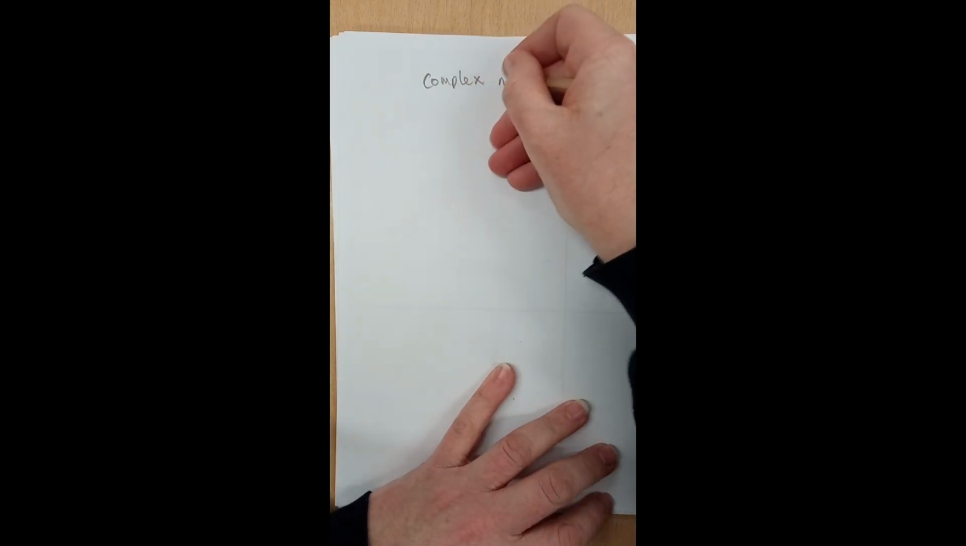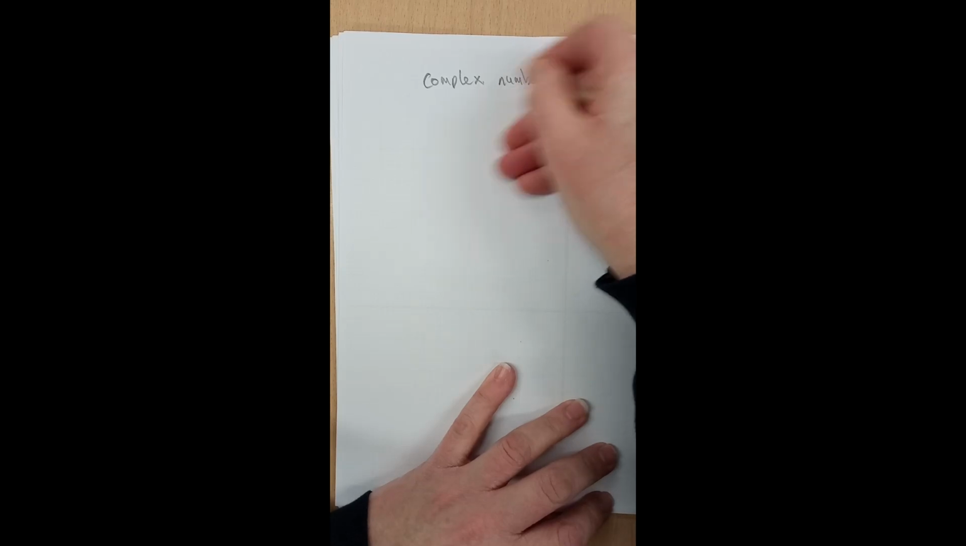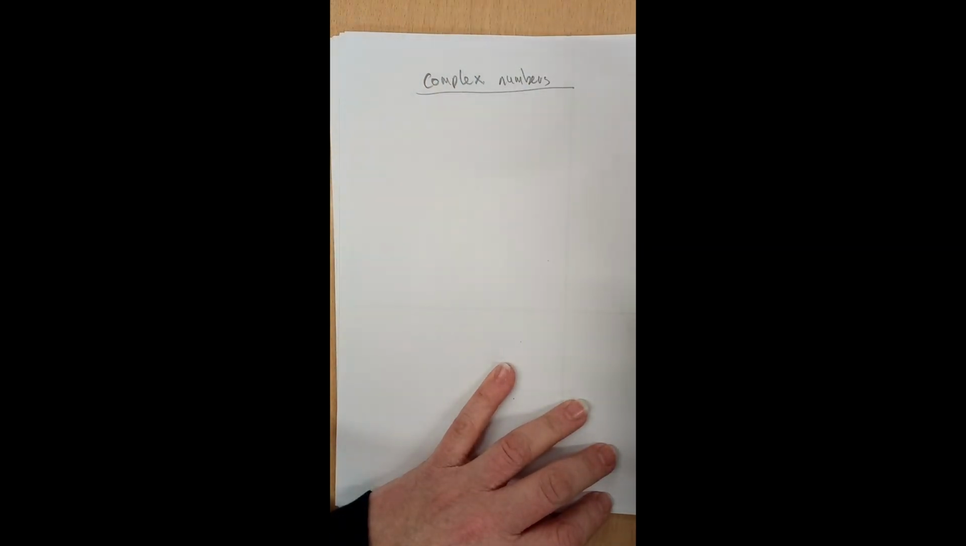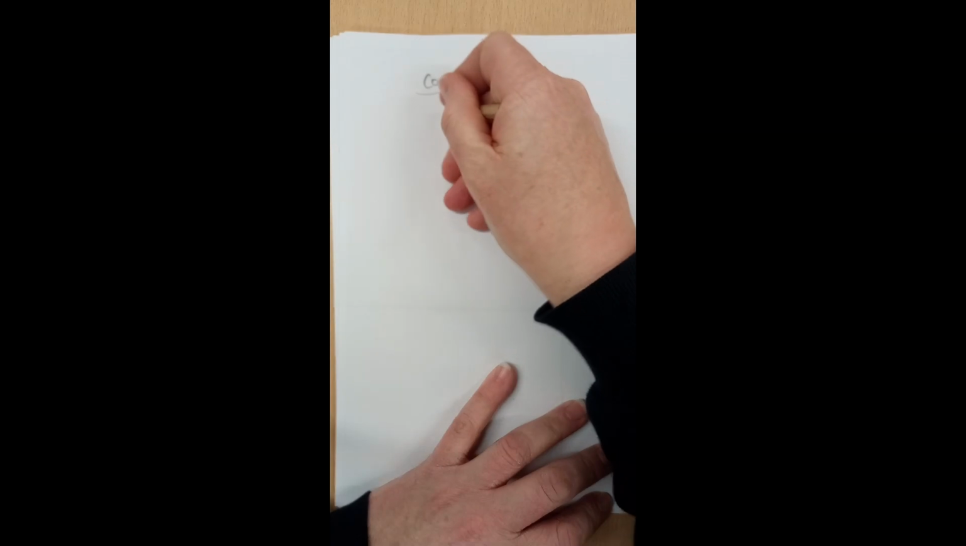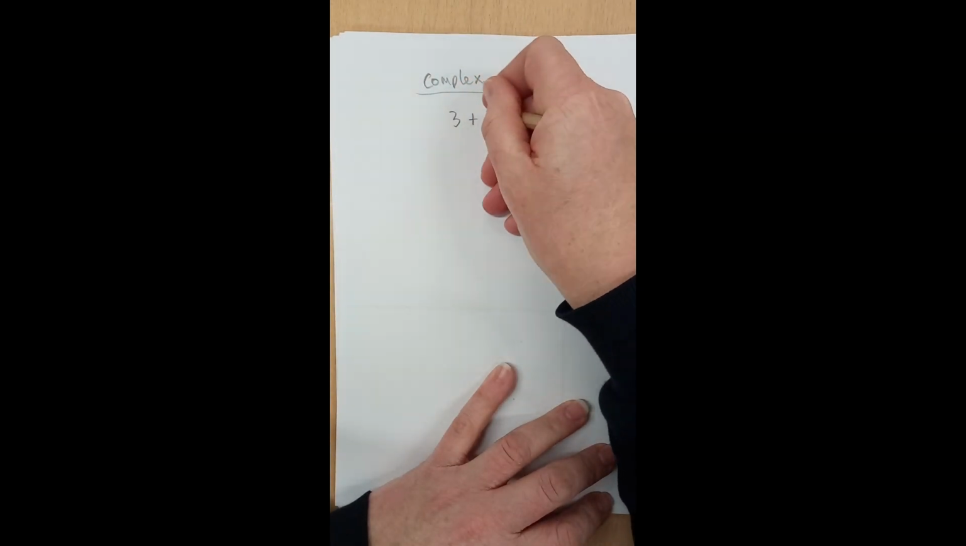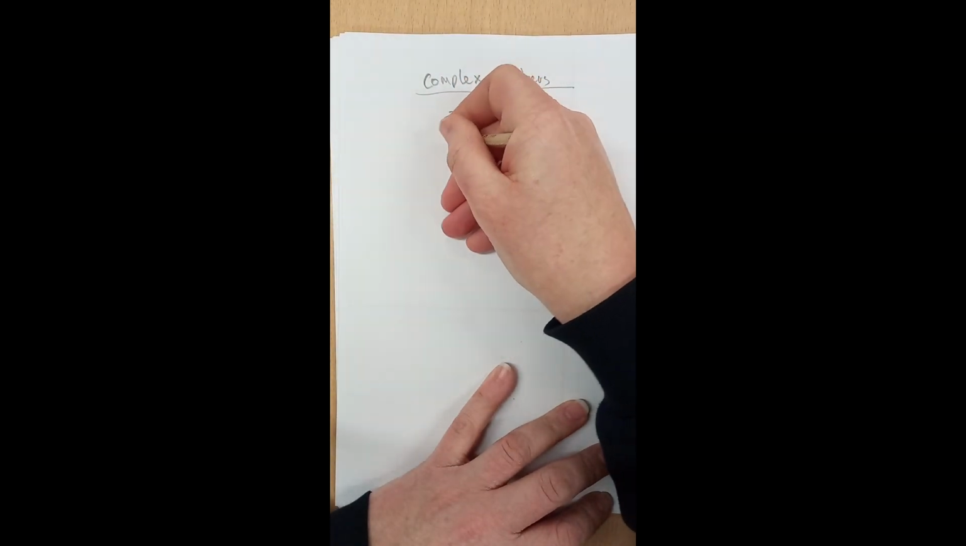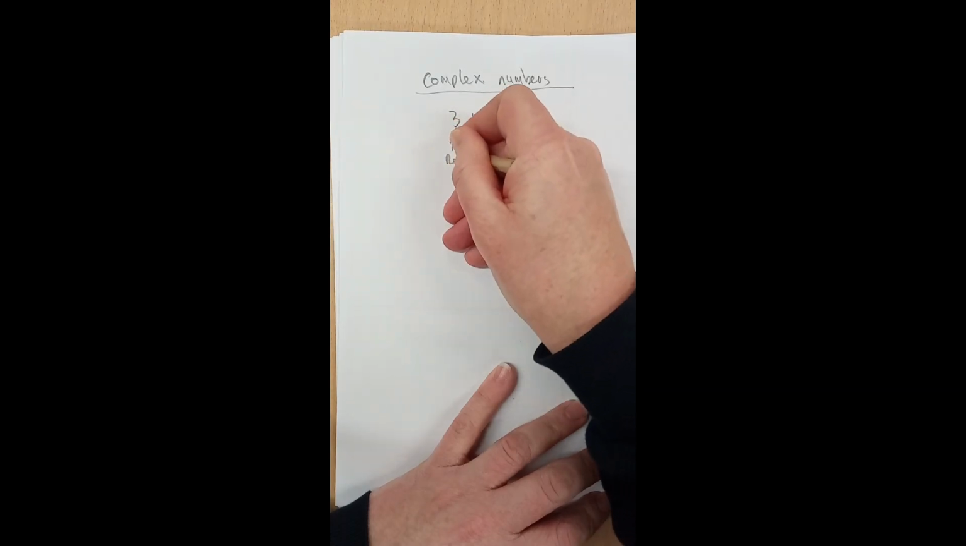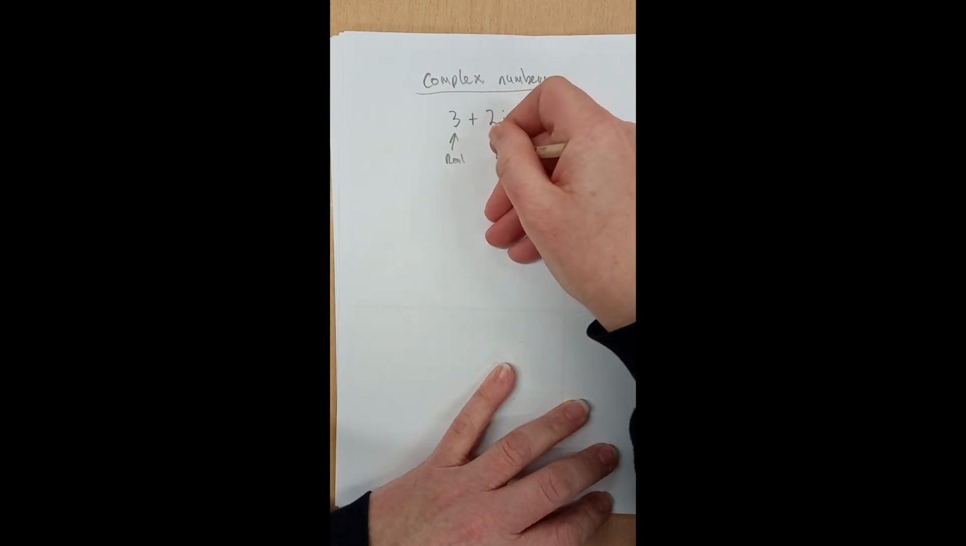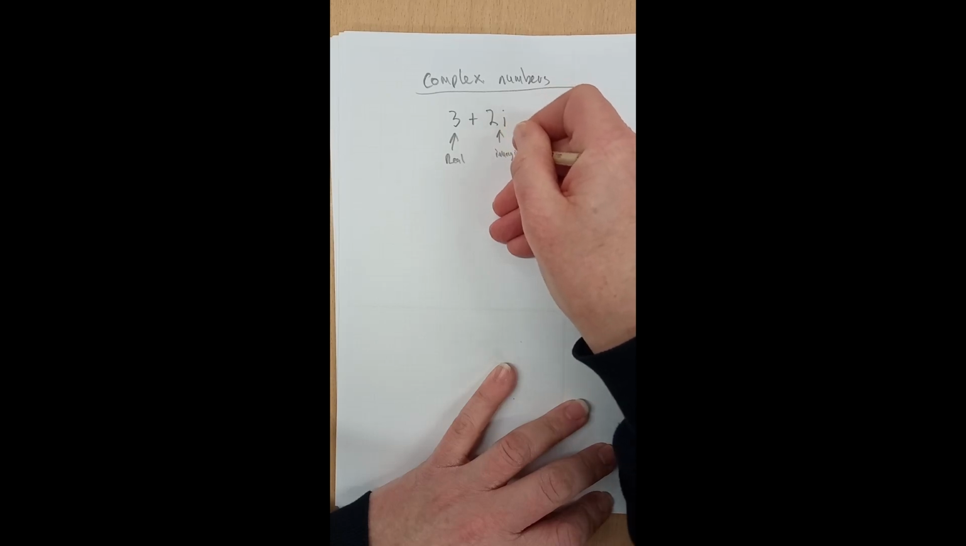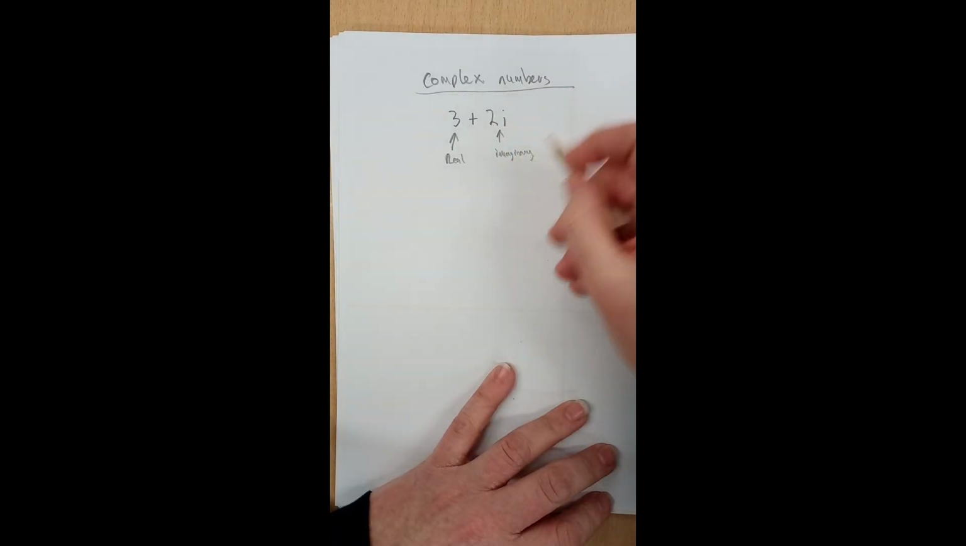Okay, so let's go through what a complex number is. A complex number contains a real bit and an imaginary bit. So there's the real, which is a real number, and this is what's called an imaginary number, although that name has gone a bit defunct. Now, what do we mean by an imaginary number?